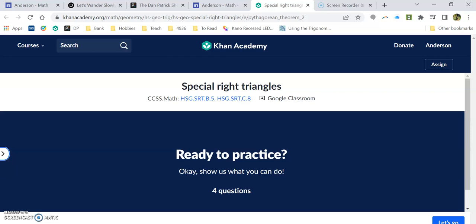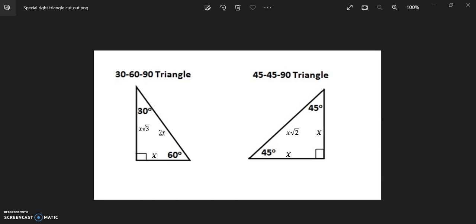Special right triangles. Before we begin this, you need to copy this down. There are two special right triangles. They are very common, and they have certain ratios that make it easy to find certain sides and angles. So please copy both of these things down somewhere so that you have it in front of you. You cannot solve these without having this in front of you or memorized. I will keep going back to this a lot.